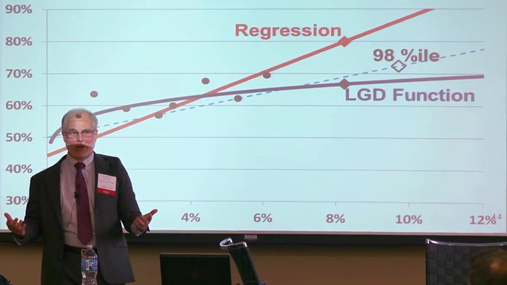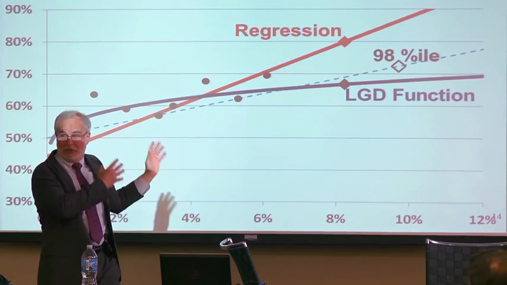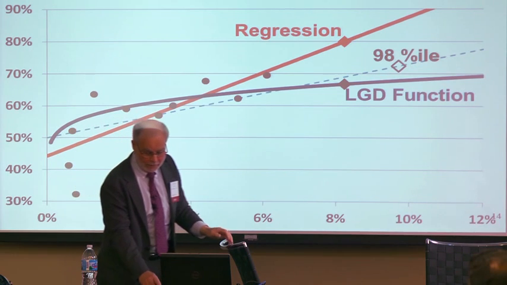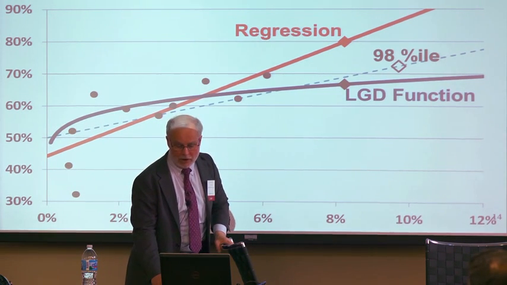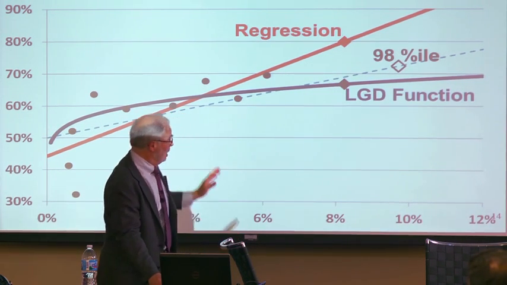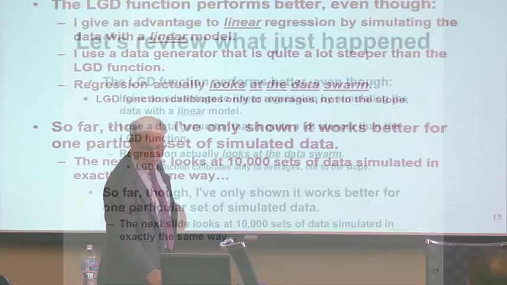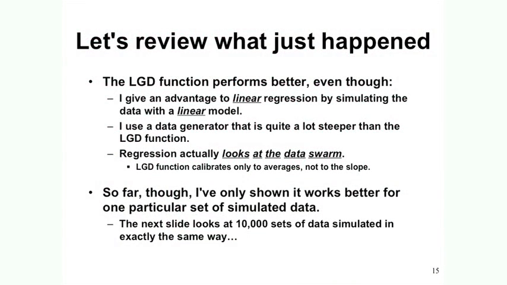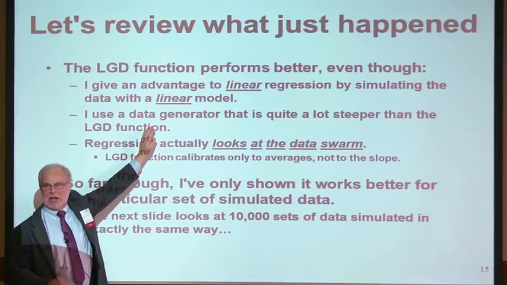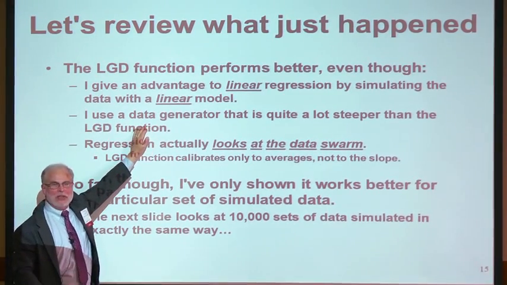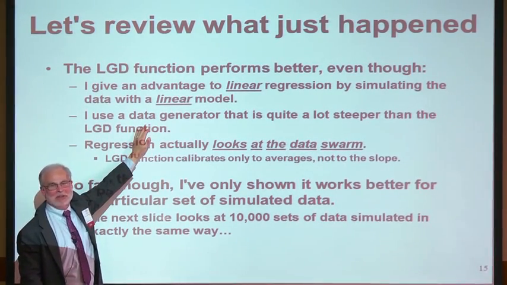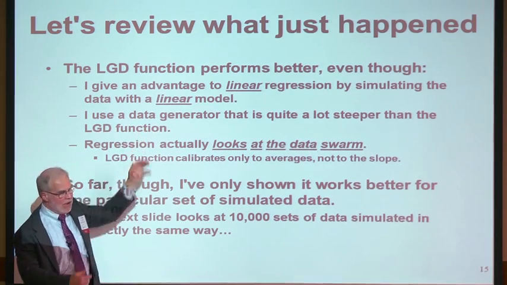Excuse me for talking through that, but this is sort of the essence of it. These are the problems that you encounter with regression. The darn line points the wrong way because there's only 10 points backing it up. And let's consider in greater detail. I simulated the data using a linear data generator, and then I analyzed the data with linear regression. You'd think I would be giving linear regression something of an advantage, and I am.